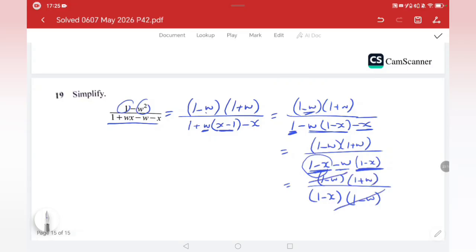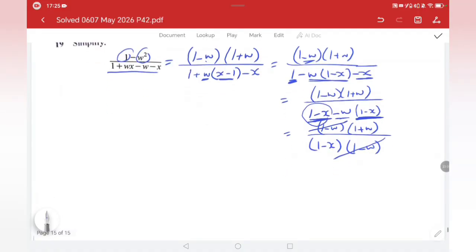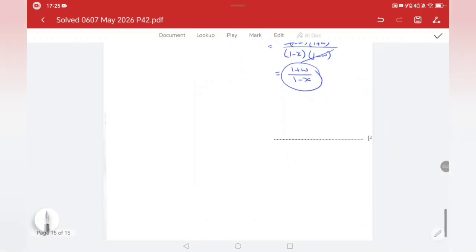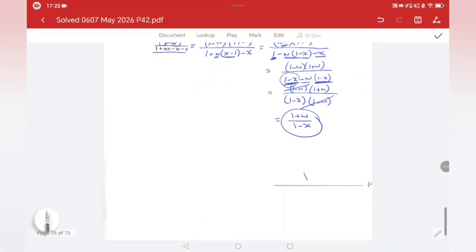Now I can cancel this one. Since it's multiplication, I can cancel 1 minus w with 1 minus w. The answer is 1 plus w over 1 minus x. So this should be the answer. 4 points for this one.